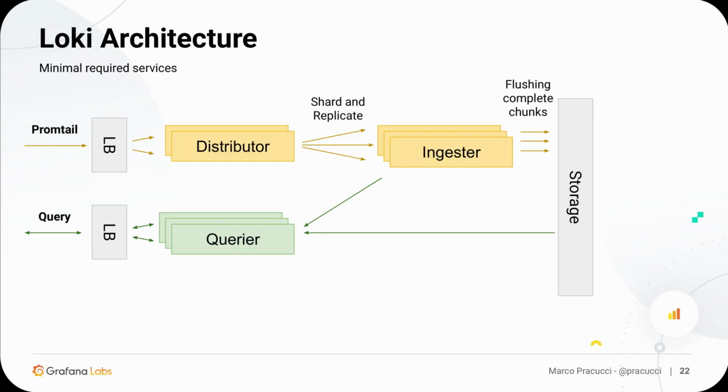So when Promtail pushes the logs to Loki, the entry point, when you run Loki in the microservices mode, so when you run a cluster for Loki, is the distributor.